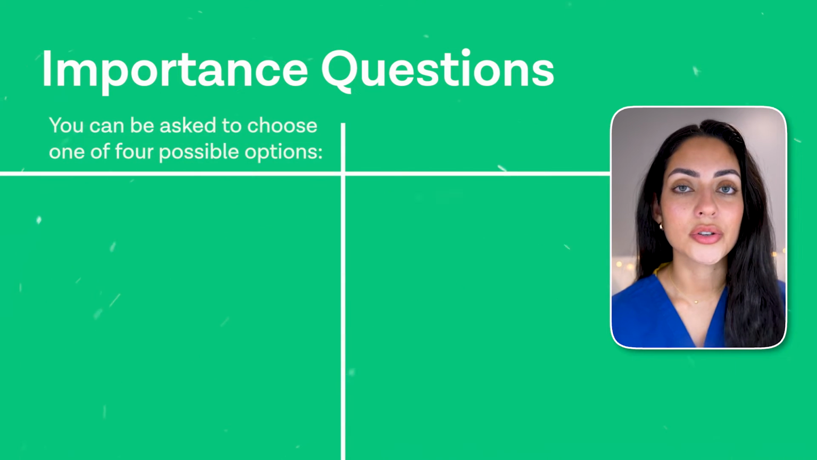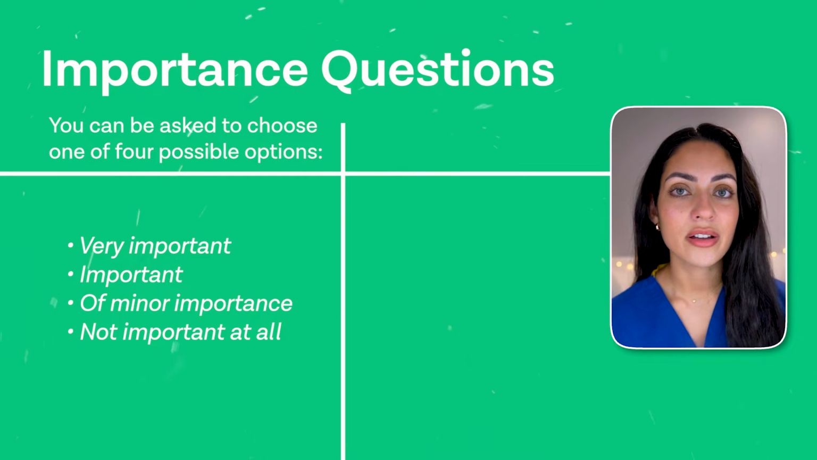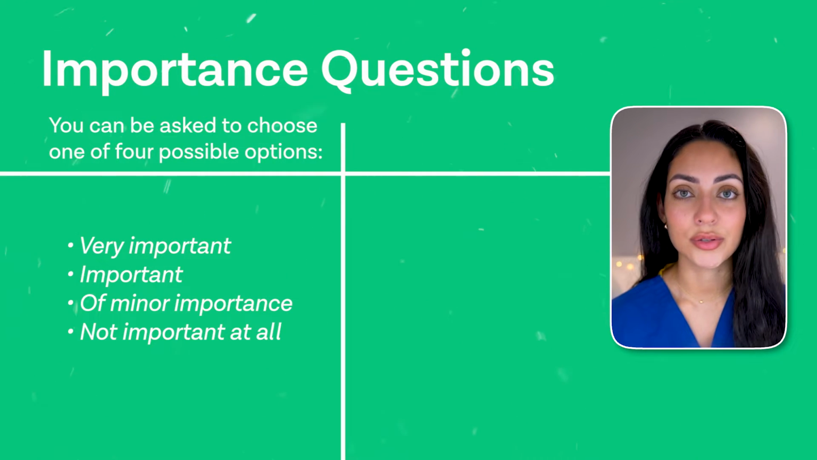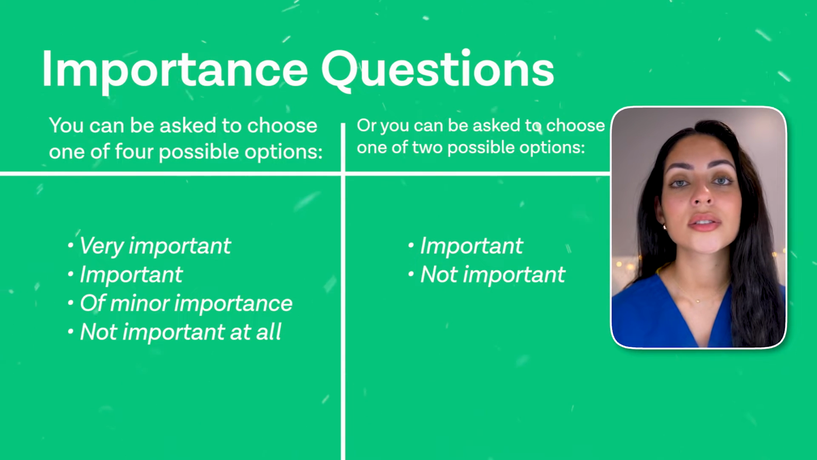You can be asked to choose one of 4 possible options: very important, important, of minor importance, or not important at all. Or you can be asked to choose one of 2 possible options: important or not important. Let's take a look at an example.